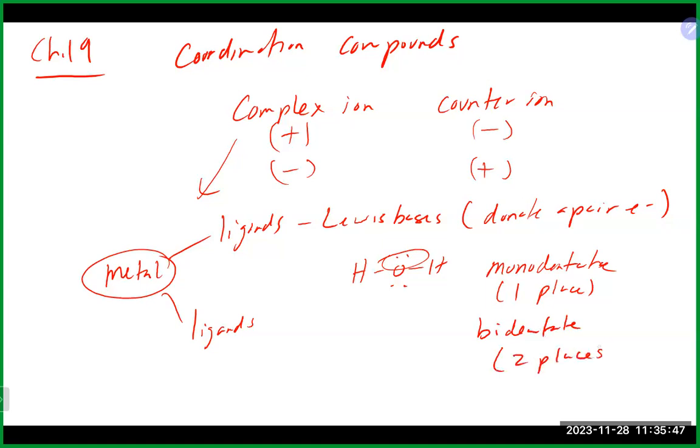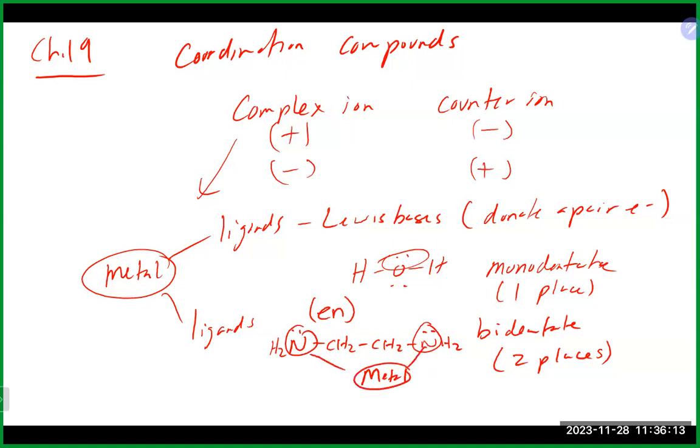And the two really common ones you come across a lot are en, which is very often abbreviated as en, which is ethylenediamine. And that is this guy that looks something like this. And each of the nitrogens can attach to the metal. So again, you get kind of like a 2-for-1 sort of situation happening when you have one of those guys.